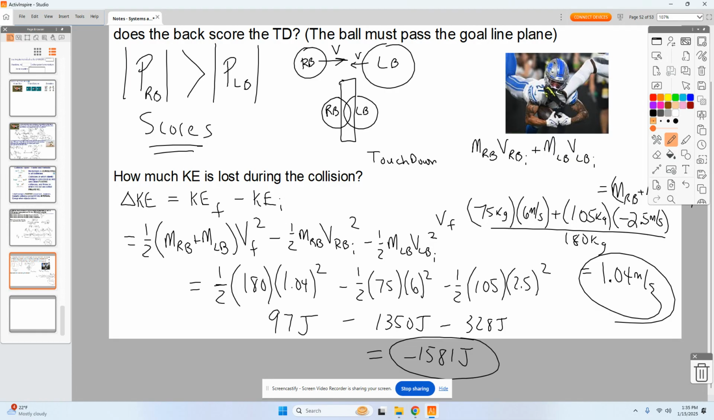If you've ever been to a football game and you hear the sound that comes from these collisions, that sound is energy loss. The deformation of the shoulder pads and the body, all that kind of stuff, that's all going into non-mechanical energy forms. Ultimately, it turns into heat. That's how to go through and solve that problem.